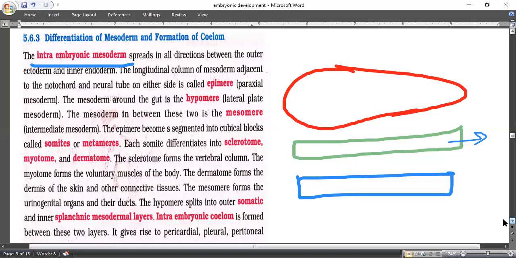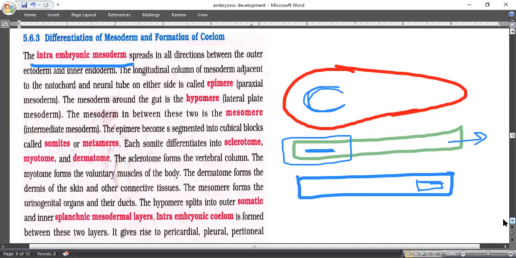The longitudinal column of the mesoderm adjacent to the notochord. That means here itself, notochord is formed, isn't it? The longitudinal column of mesoderm adjacent to the notochord and neural tube. Neural tube means here in ectoderm. Adjacent to the notochord and neural tube on either side is called epimere. I am making a box for epimere. This is epimere.